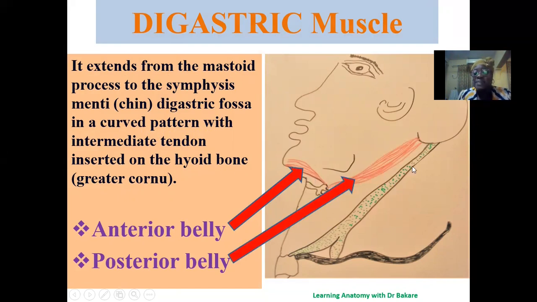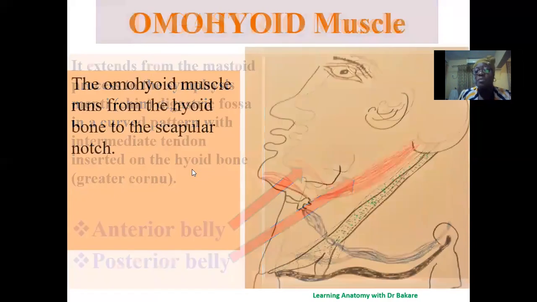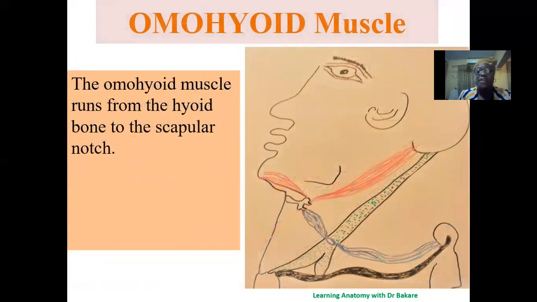Between the intercept of these two bellies, we have an intermediate tendon that forms attachment on the hyoid bone, creating an intercept between the posterior belly and the anterior belly. Then the second muscle we'll look into is the omohyoid. It runs from the hyoid bone to the scapular notch posteriorly. We've talked about this muscle during our lecture on the posterior triangle.